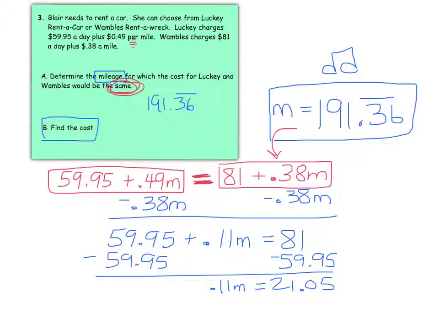So when I plugged in 191.36, timesing it by 0.38, and then I add 81, I've got 153.71. And probably need to go ahead and round it, so it would be 72 because that's a 71.8. So the cost would be $153.72.